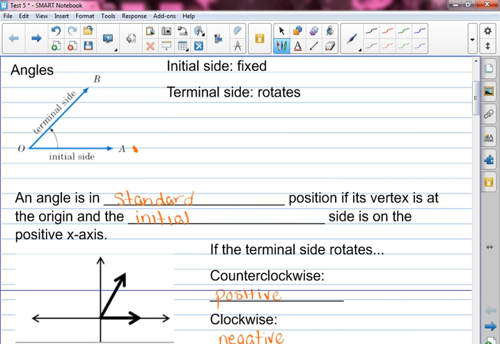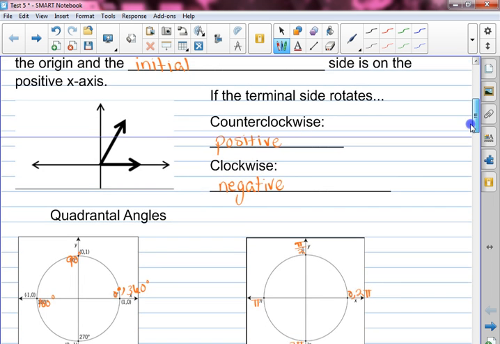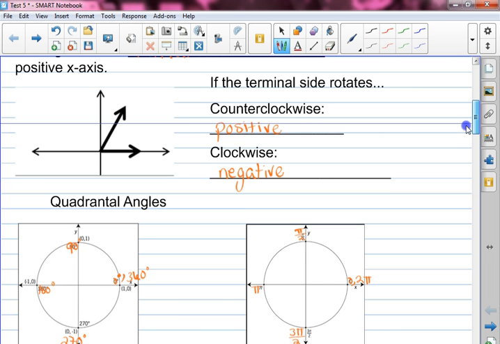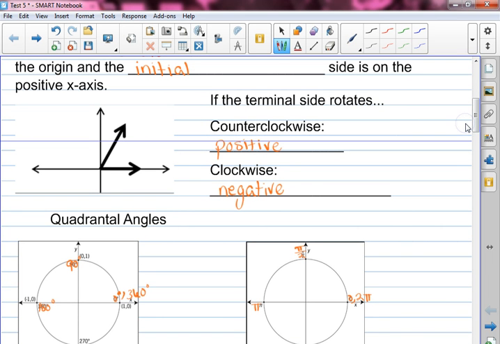An angle is in standard position if its vertex is at the origin and the initial side is on the positive x-axis. So that's when an angle is in standard position. If the terminal side rotates counterclockwise, then the angle is positive, and if the terminal side rotates clockwise, then the angle is negative. It's a little bit backwards than what you would think. Counterclockwise is positive, clockwise is negative.